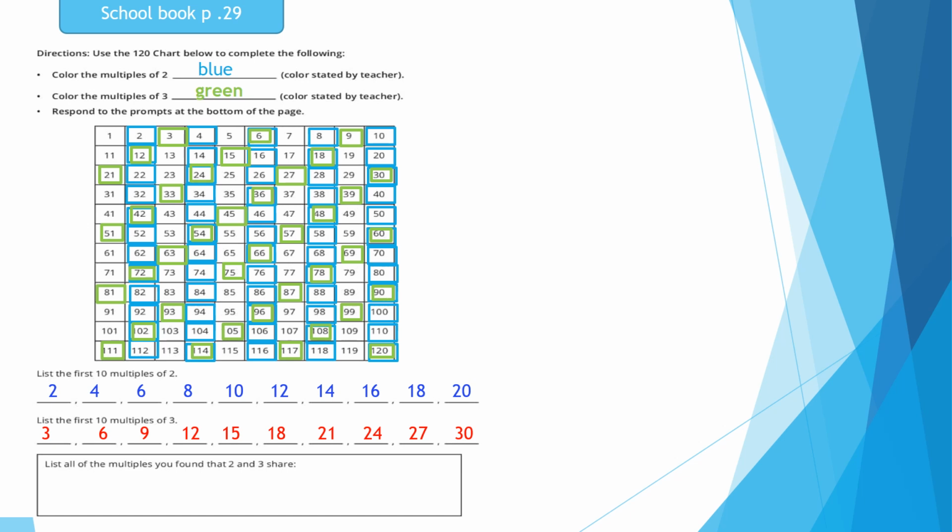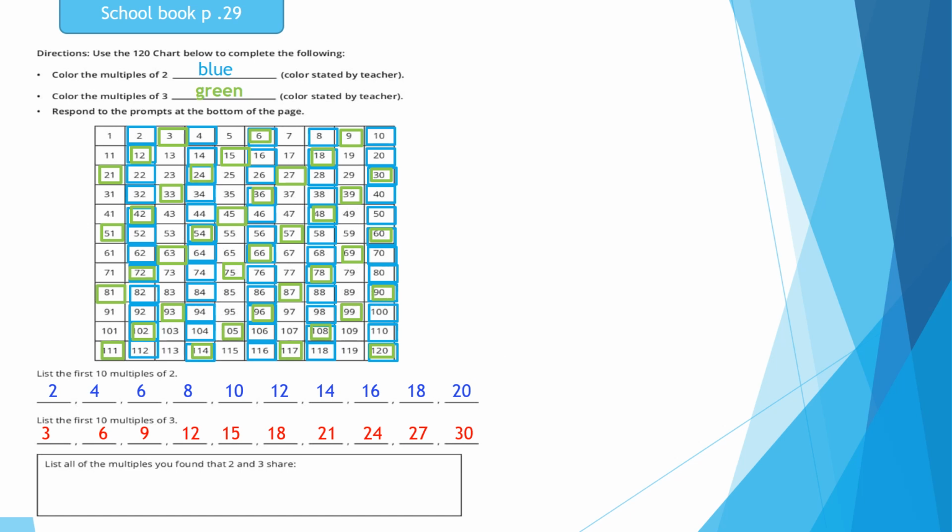Now he wants me to list all multiples you found that 2 and 3 share together. It means the multiples of 2 that we can also find in multiples of 3. Let's look at multiples of 2. Do we have number 2 in multiples of 3? No. Do we have 4 in multiples of 3? No. Do we have 6 in multiples of 3? Yes, we have 6 in multiples of 2 and 3.